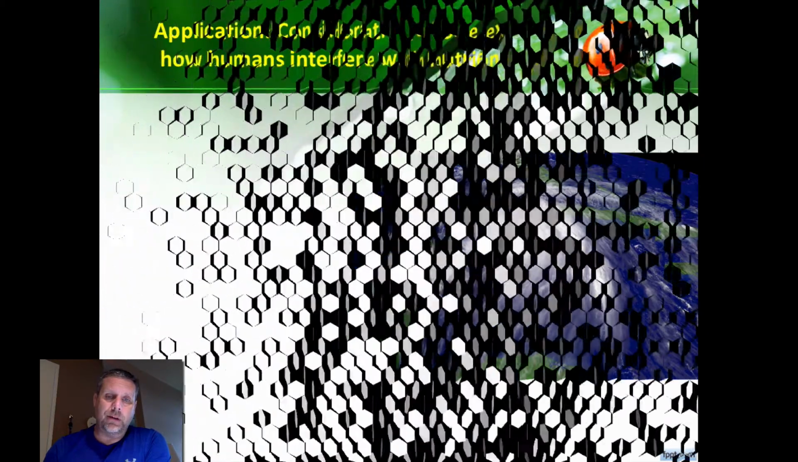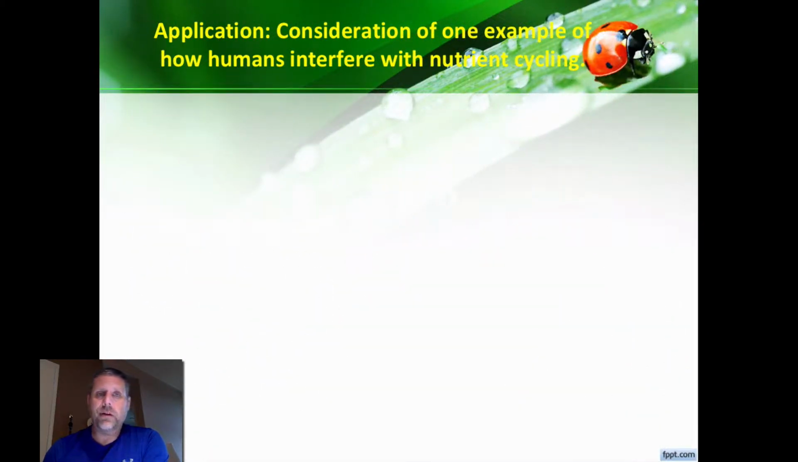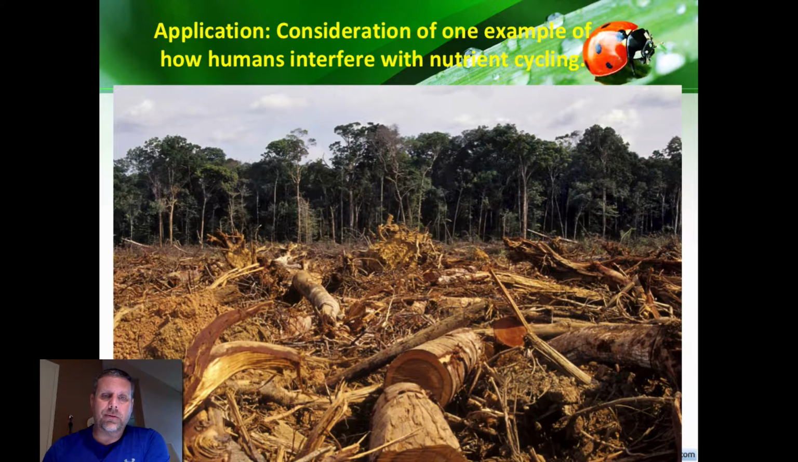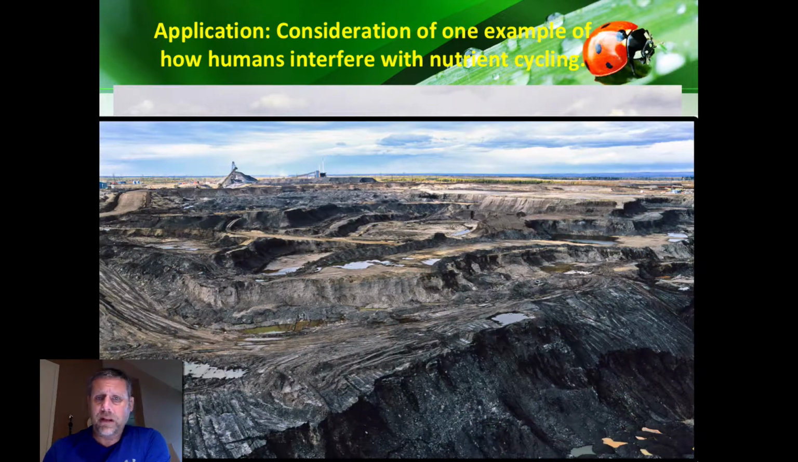Okay, then we've got human caused disturbances. So obviously clear cutting forests has a natural impact, as you can see. I don't even need to elaborate on that one. Then we have strip mining. I believe this is the tar sands. This is what it looks like after humans have dug it all up.